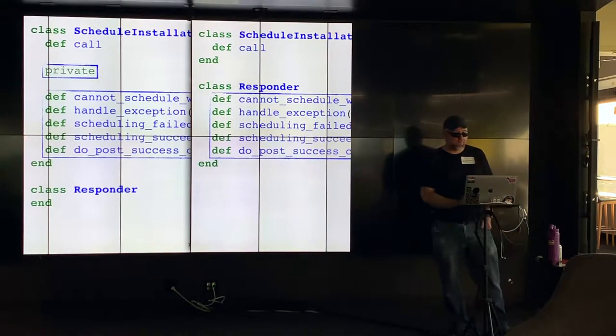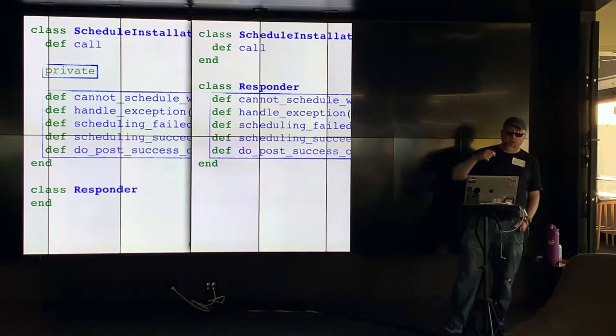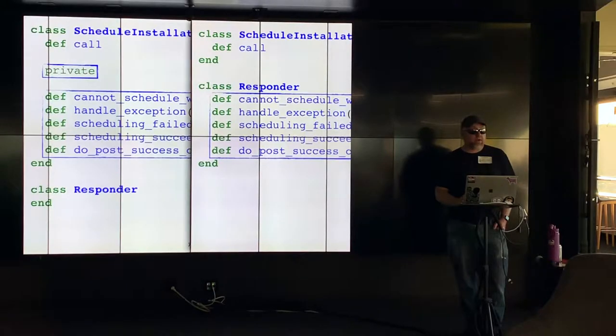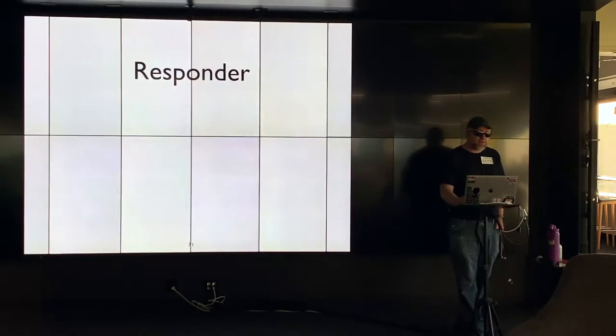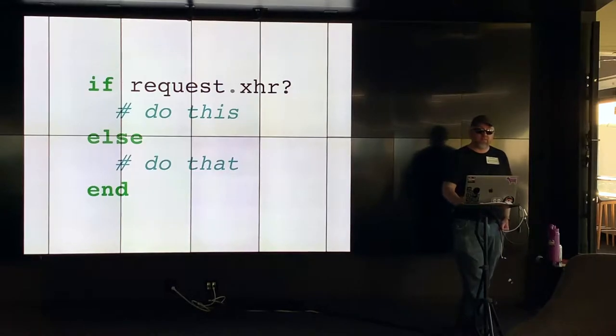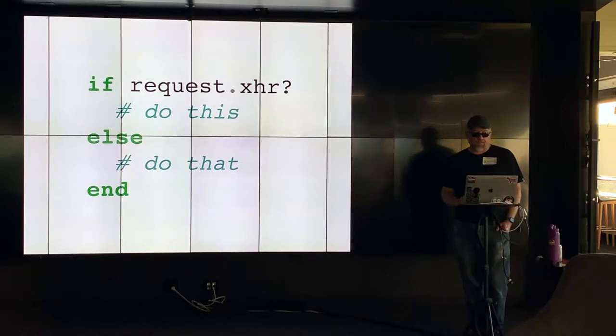And at this point, schedule installation is basically just one method, it's call. And the responder is now the biggest chunk of code in this mess. So let's take a closer look at that. All of those methods that we just moved to responder have this form. If it's AJAX, do this, otherwise do that. Now there are five methods on this class, which means that there are five copies of this branch on request.xhr?.